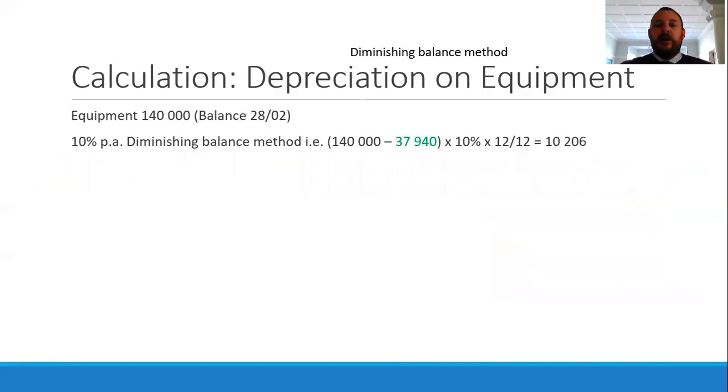Okay. In calculating depreciation on equipment, guys, it's the diminishing balance method. So what's happening here is you need to calculate the new carrying value, after deducting the accumulated depreciation on equipment first. You can see the original cost was 140,000 Rand, and that accumulated depreciation for that period amounts to 37,940. That must be deducted first to get to a new carrying value of 102,060.